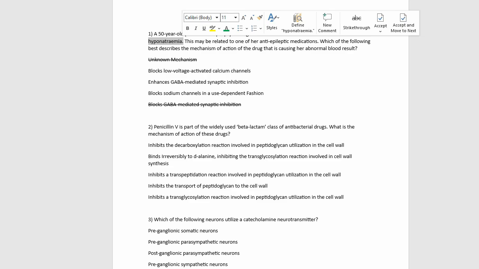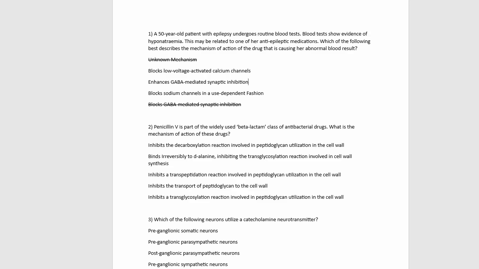So hyponatremia is literally defined as a lower than normal level of sodium in the bloodstream. So from the vignette alone, we know that the only answer that makes sense is number 4, blocks sodium channels in a use-dependent fashion. So literally, you don't even need to know any mechanisms of action. Just think hyponatremia or hypernatremia, as the case may be. That has something to do with sodium channels. But we will go through this a little bit more just to help with that. So let's get this diagram over.